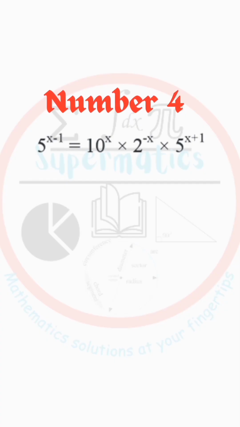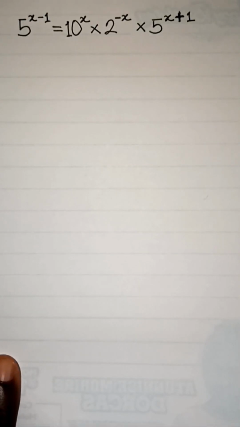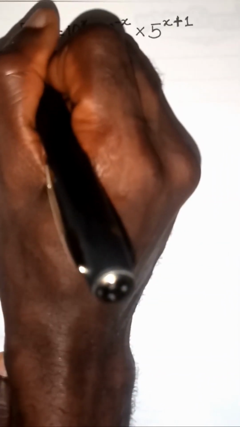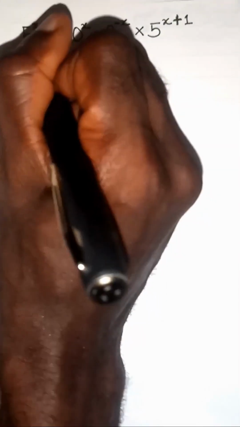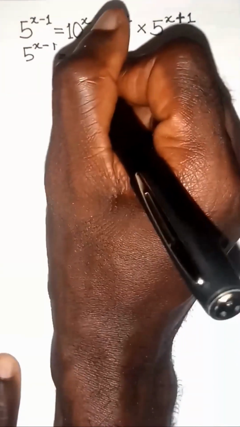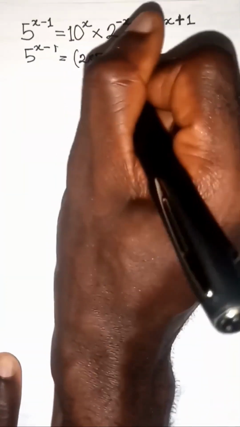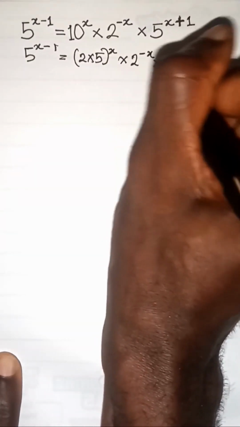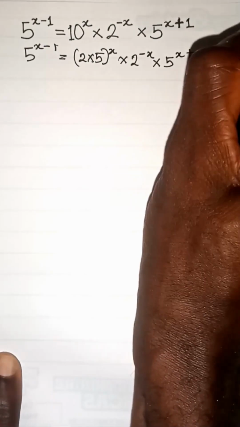Now on to the last exponential equation. To solve this beautiful exponential equation, we are going to be writing 10 to the power of x as 2 times 5 all to the power of x. So the equation becomes 5 to the power of x raised to the power x minus 1 equals, in brackets, 2 times 5 raised to the power x, then times 2 raised to the power negative x times 5 raised to the power x plus 1.